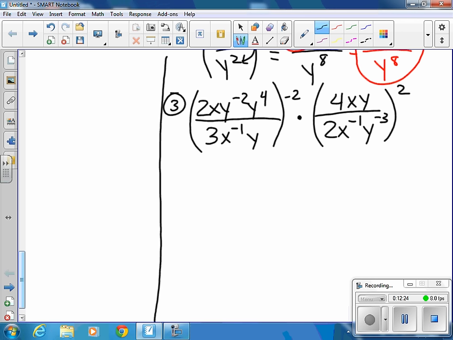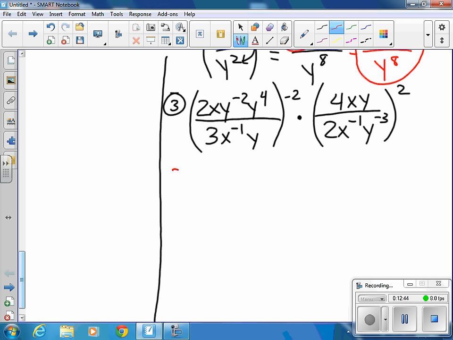Okay, here's what this one looks like. And this is about as ugly as I will ever give you, right? But it's not that difficult to do if you take it one property at a time. The first property I'm going to attack is the distributing. I am going to distribute whatever power's on the outside to everything inside. Okay, so this -2 is going to go to every piece of the top and every piece of the bottom.